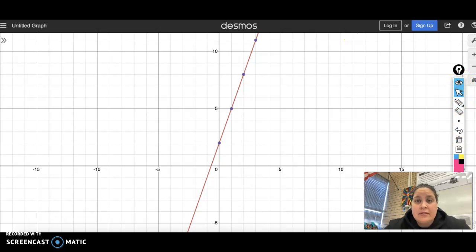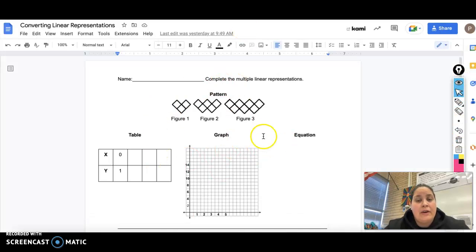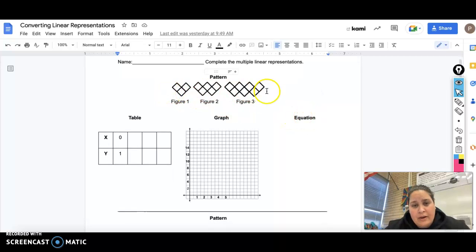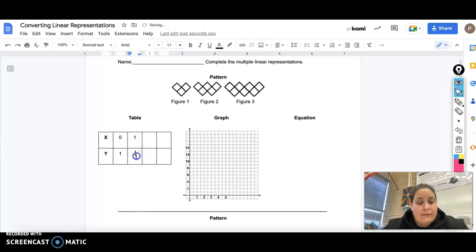So for your assignment today, you are going to be looking at these patterns, and you're going to be flipping from one to another. So notice here they got a pattern. So you can fill this in. You can say, okay, this is going to be figure 1, and in figure 1 I have 3 things, and this is figure 2, and in figure 2 I have 1, 2, 3, 4, 5 things. And then you can draw your graph, right? You put your point at 0, 1, and you can put your point at 1, 3, and you can put your point at 2, 5, and so on, right?